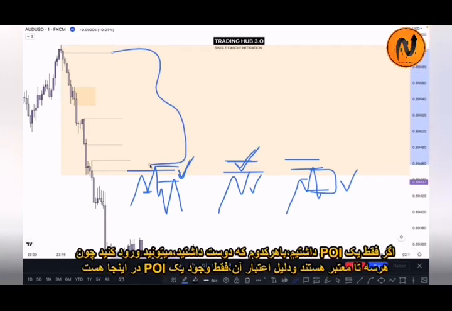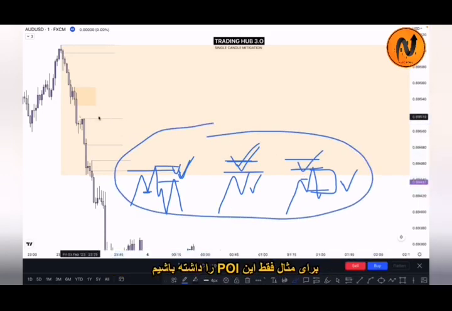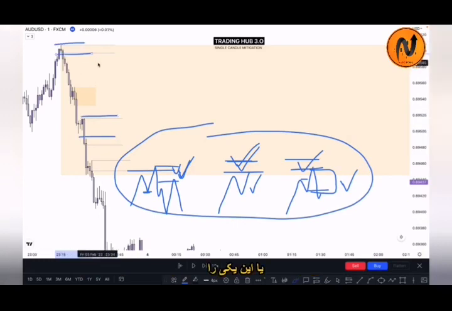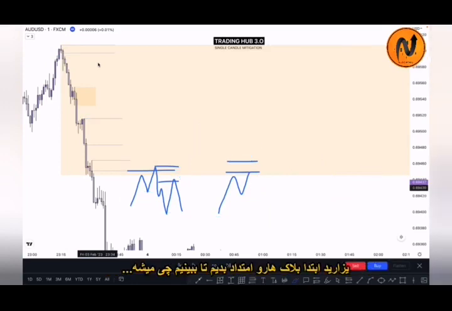If only one POI is here, then definitely you can take whatever entry you want. Like this one is also valid, and this one is also valid here. These three entries are valid if only one POI is here, for example only this one or maybe this one, correct? But right now we have 3 POI here. So how can you deal with them? Okay, so now let's see what happens next.